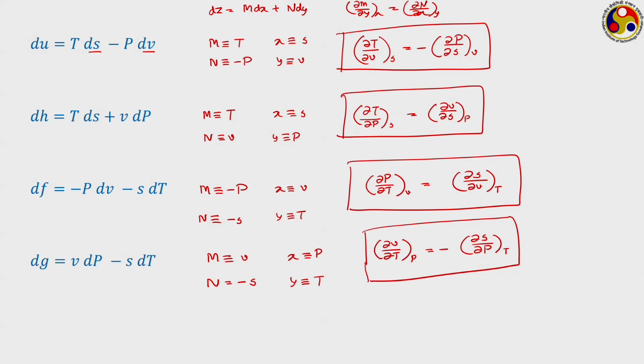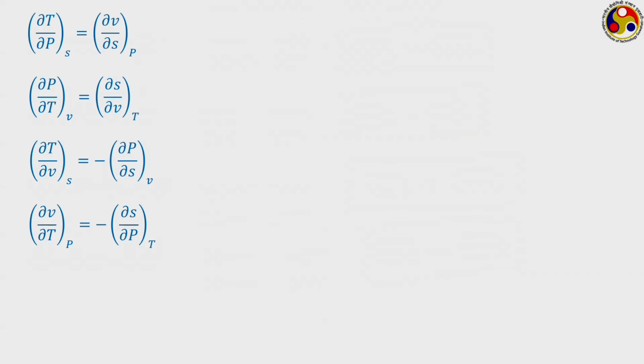So, this is the fourth Maxwell's equation. These are the 4 Maxwell's equations where we are relating the partial derivatives of these 4 quantities: temperature, pressure, specific volume, and entropy. This is a summarized view, just equations I have organized in a different pattern. So, we have ∂T/∂P at s equal to ∂v/∂s at P, then we have ∂P/∂T at v equal to ∂s/∂v at T, ∂T/∂v at s equal to minus ∂P/∂s at v, and ∂v/∂T at P equal to minus ∂s/∂P at T.